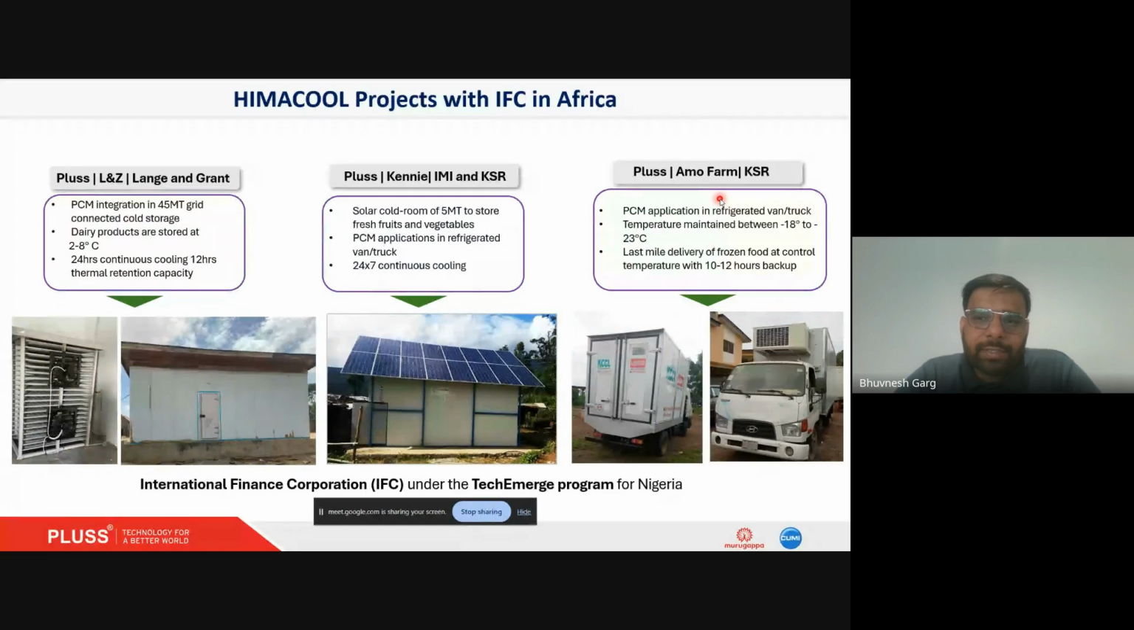Then third is PCM application in a refrigerated truck. What I'm saying is that you can store it in a cold storage.